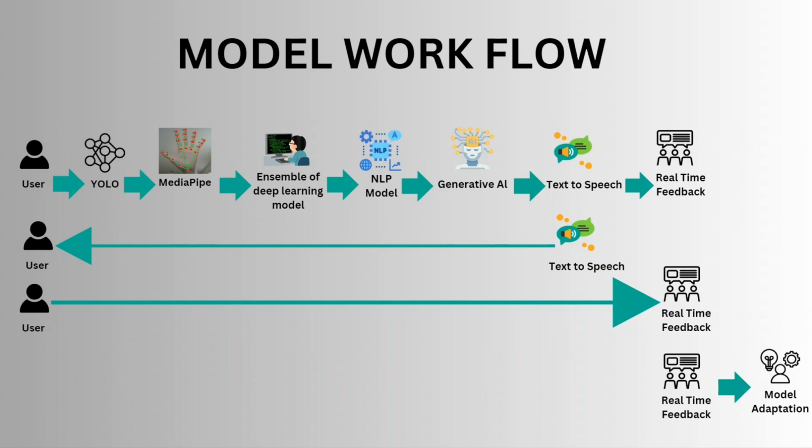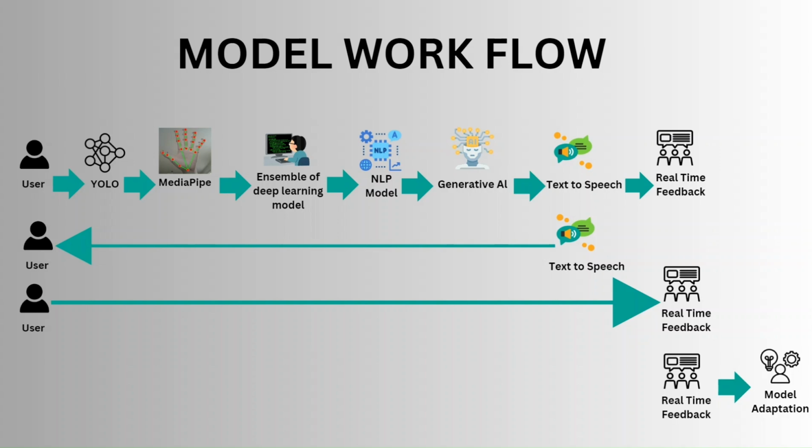Now the next step is text generation using NLP. Once a gesture is recognized, it's translated into raw text using natural language processing. However, translating gestures directly to text can often result in fragmented sentences that lack coherence. So the next step is contextual sentence generation using generative AI, Gen AI. This is where generative AI comes into play.